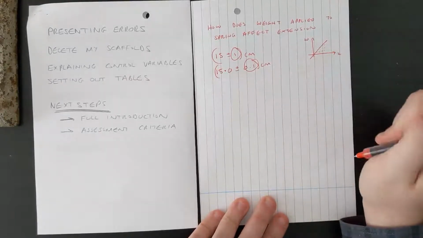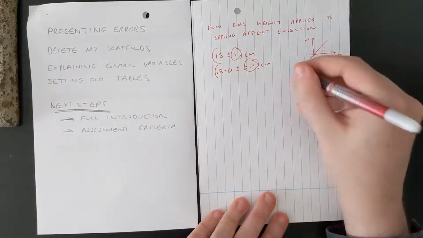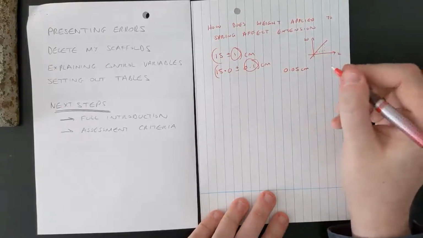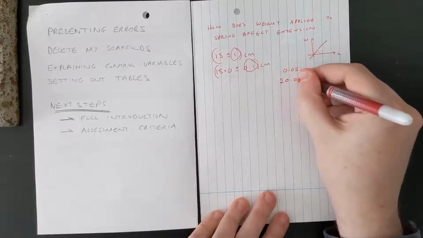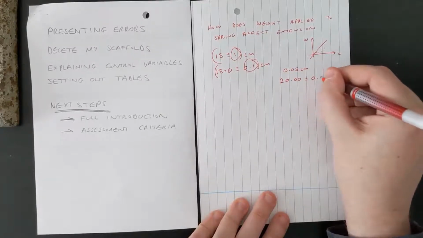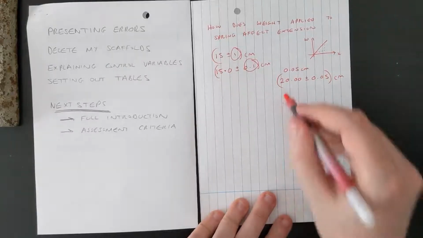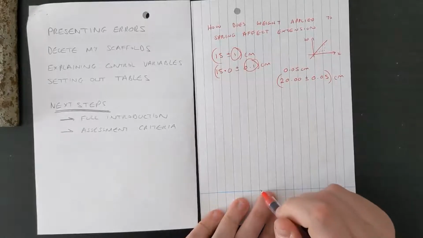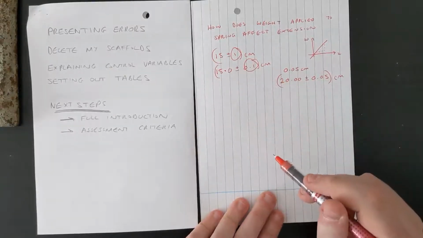So let's imagine instead we're measuring our extension, and we have our instrumental uncertainty of 0.05 centimetres, and I record an extension of 20 centimetres. I would quote that as (20.00 plus or minus 0.05) centimetres. Note I put brackets around my whole value and then my units outside of those brackets. It's vitally important in order to get communication marks that you're doing that accurately.